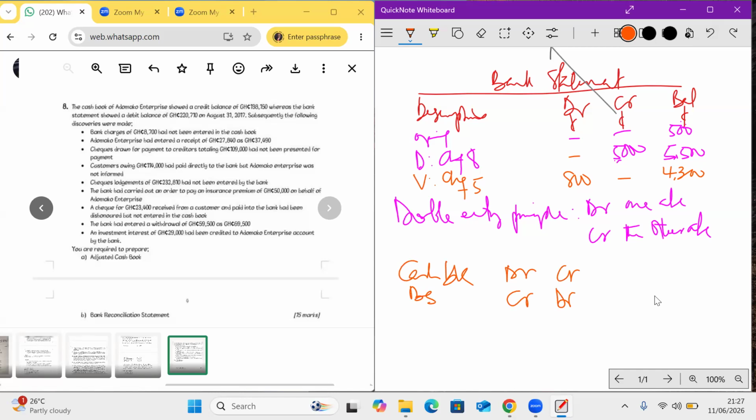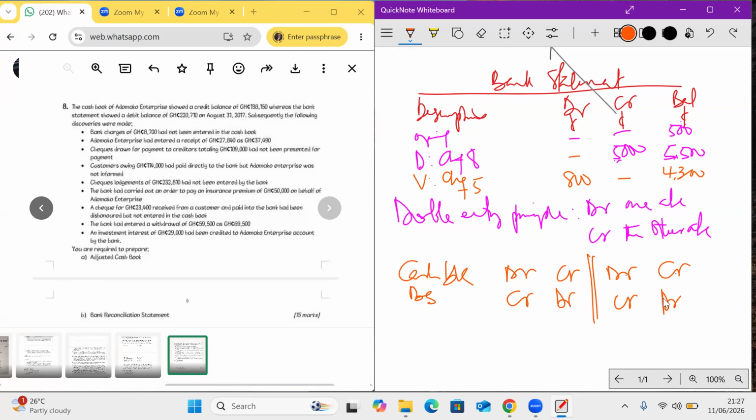So for you to memorize it very well, simply say debit cash book and credit cash book. So when you debit the cash book, you credit the bank statement. When you credit the cash book, you debit the bank statement. Do you get it?